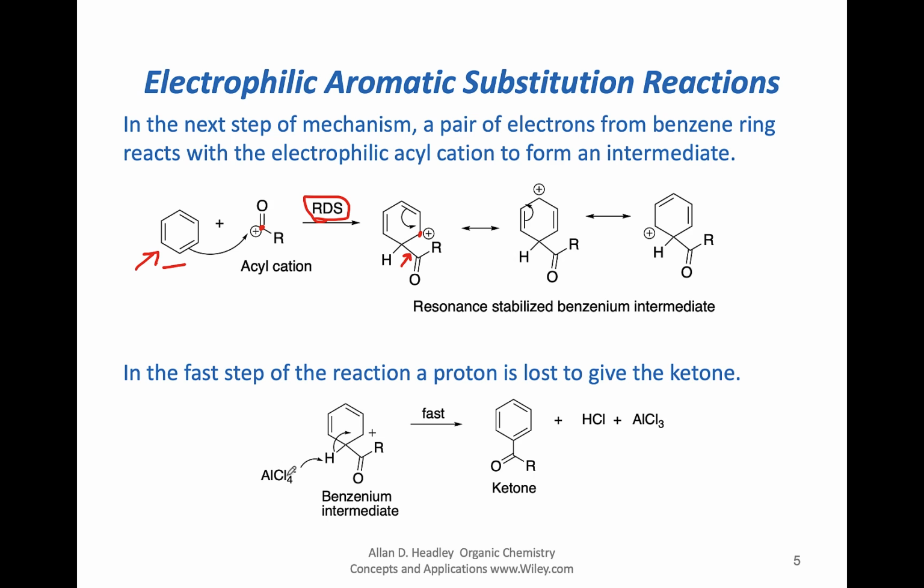Since we have an intermediate, it will go on to form the product, which means just a loss of this proton, leaving these electrons here to form this double bond, and this is again aromatic. And since it's aromatic, that's a stable product, and this becomes a fast step. Bottom line is we have now generated a ketone as the product.